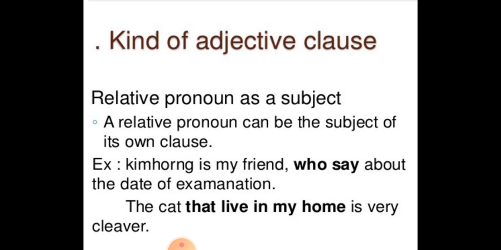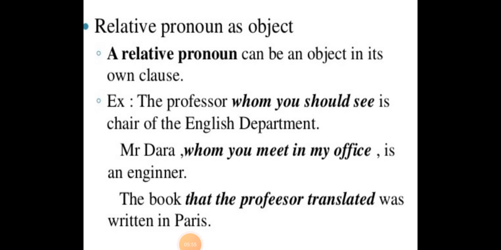The cat that live in my house is very clever. Okay, so the cat that live, so here that word is used for the animal and it is showing relation with the cat. Okay, so here you can see the relative pronouns, they are used as a subject. यहाँ पे subject को denote कर रहे हैं, ये जो relative pronouns हैं they are denoting the subject, who and that. Next देखते हैं relative pronoun as object.